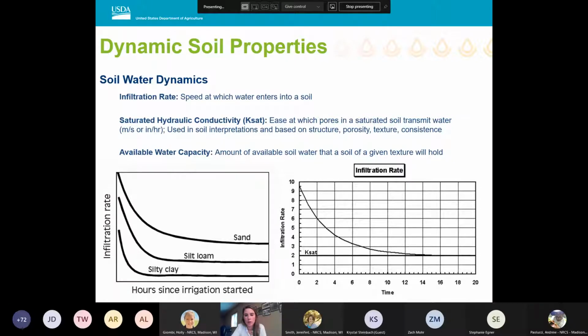That is your 100% saturation point, and then that is your KSAT, or your saturated hydraulic conductivity. So KSAT is used as a metric to quantify expected performance of soil during a storm event. So that's typically what we're measuring if we're in the field. I'll show you an image of how you can actually measure that. And then we'll touch on available water capacity, which is the amount of water that a soil of a given texture will hold, and that's available to plants. Next slide.